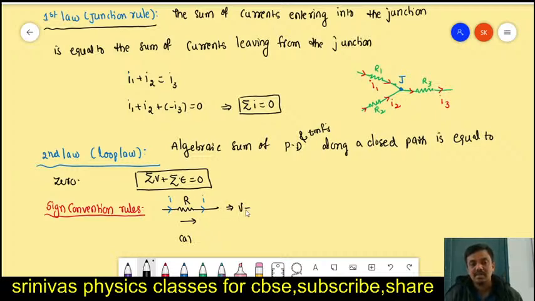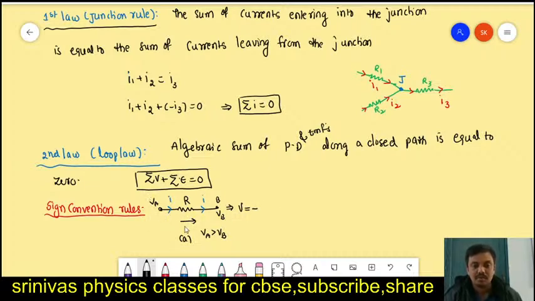Current always flows from high potential to low potential. This is the high potential. This is A and this is B, and here we write VB. Here VA is greater than VB because the current always flows from high potential to low potential. That means VB is less. Potential difference means final minus initial, so you take VB minus VA. VB is less minus VA more, less minus more, you will get negative.